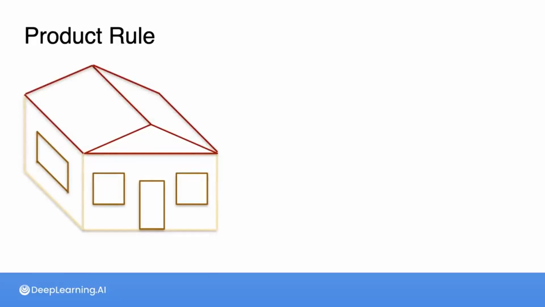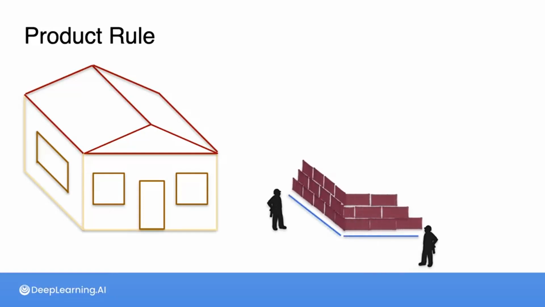The way I like to imagine the product rule is by building a house. Imagine that you're building a house and you have two groups of workers, one working on the front wall and one working on the side wall. And they work at different paces, so at a given time they will have different lengths of wall built. g of t represents the length of the side wall as a function of time, and h of t represents the length of the front wall as a function of time.